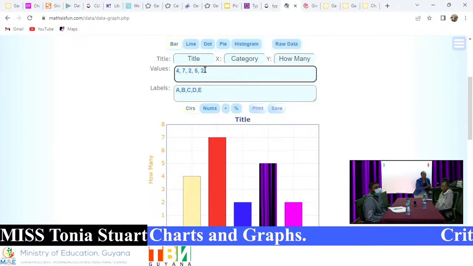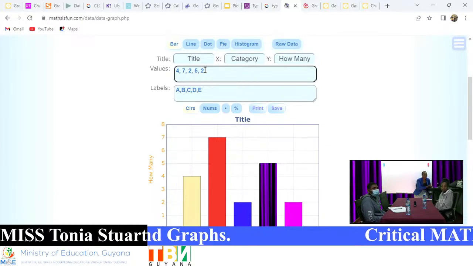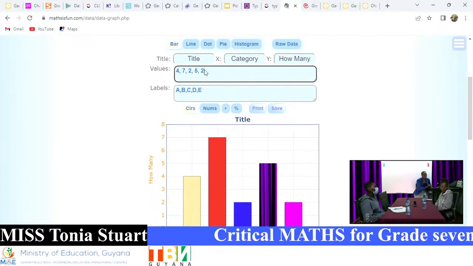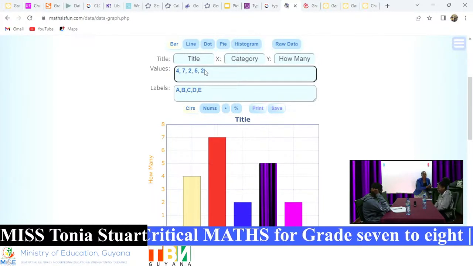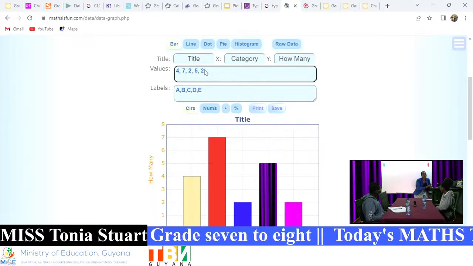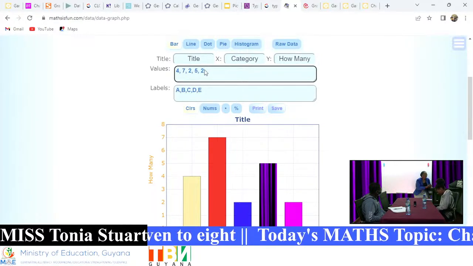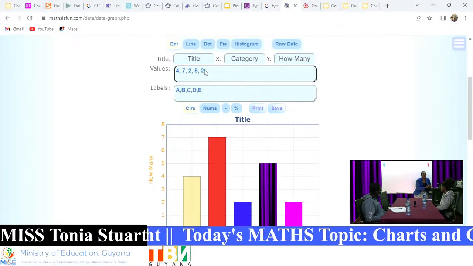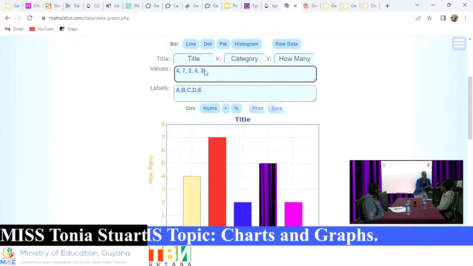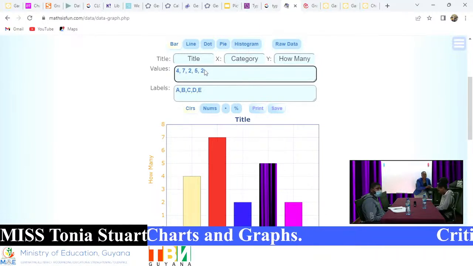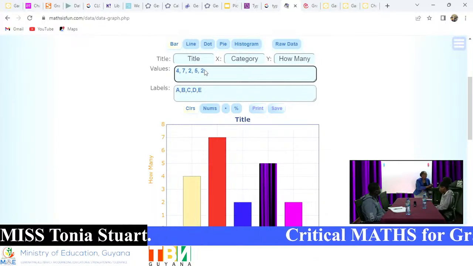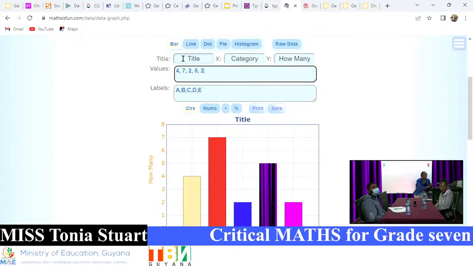What would you have observed about the bar graph? The bars are equally spaced. What else? If they're spaced, it means they're not touching. And they can be standing vertically, or they can be lying horizontally, so not all bar graphs you will see in that position. It could be on the horizontal side. All right, so that is a bar graph.